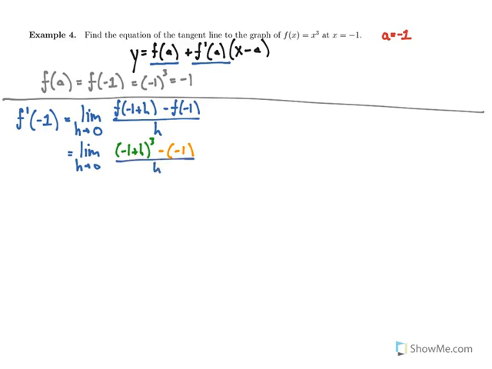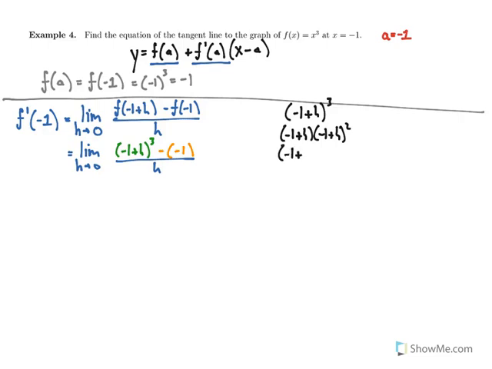So we have some algebra to do. We have a cubic that we have to expand. We can do this maybe off to the side. How do we do negative 1 plus h cubed? Well, you may know a formula for a cubic expansion, or you can write this as negative 1 plus h times negative 1 plus h squared, and then do the squared first.